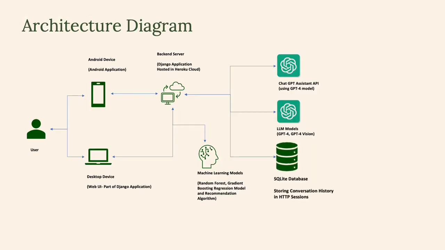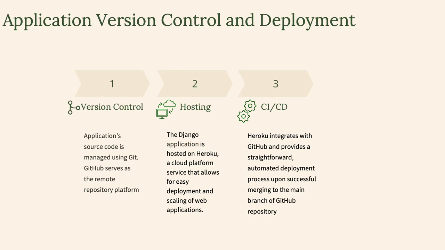Transitioning to the backend server of our application, it's a Django app hosted on Heroku, with data stored in a SQLite database. The WingSpan app source code is managed with Git on GitHub. Heroku integrates with GitHub for a CI/CD pipeline, ensuring seamless deployment and keeping our app up to date for users.